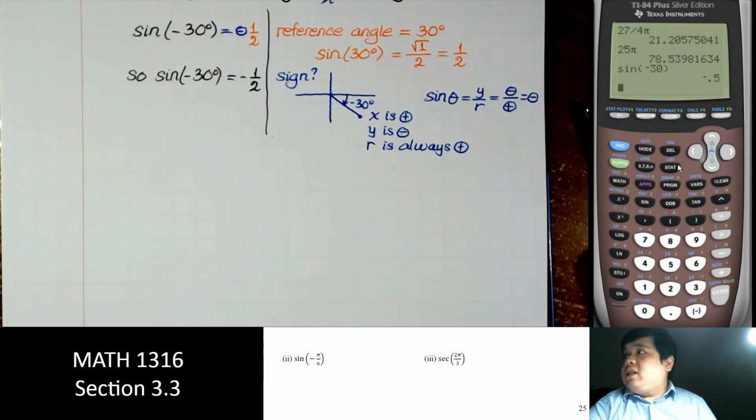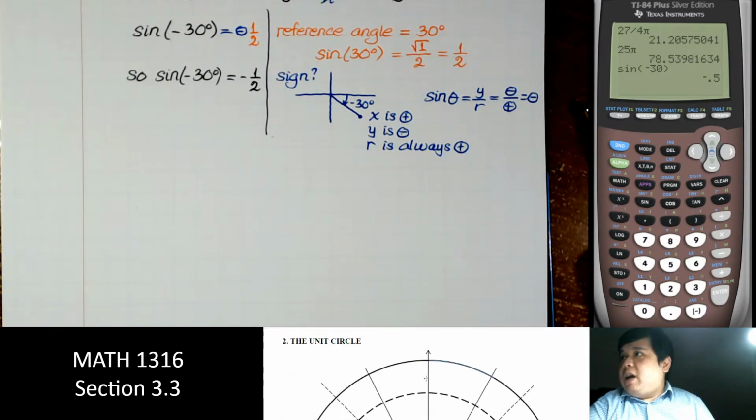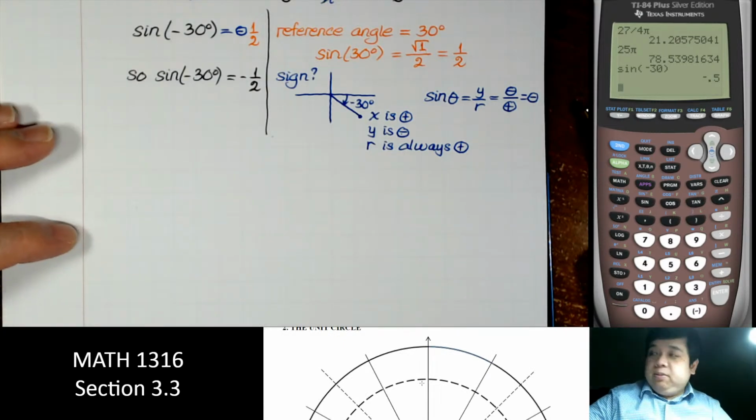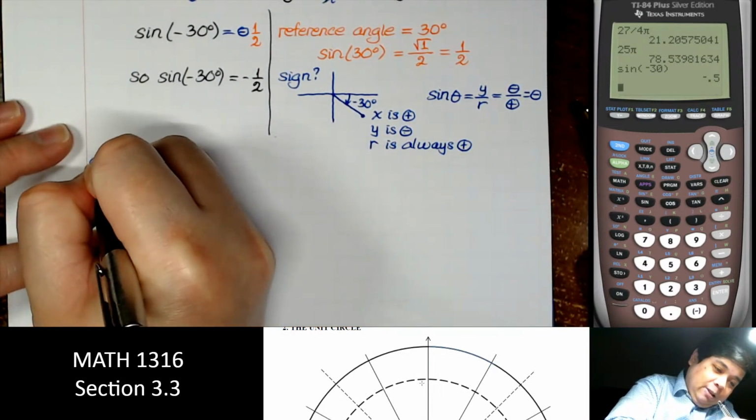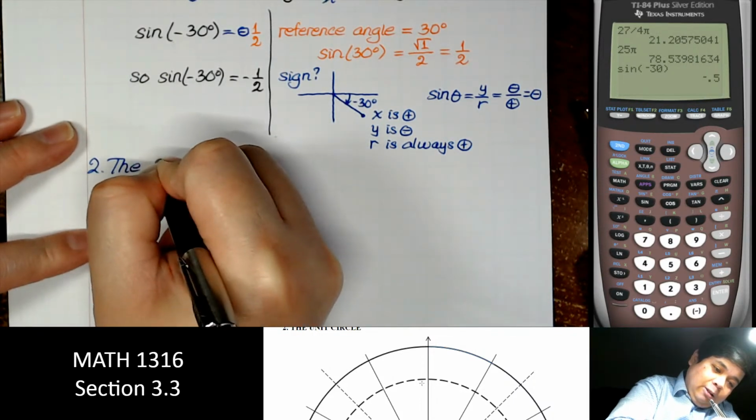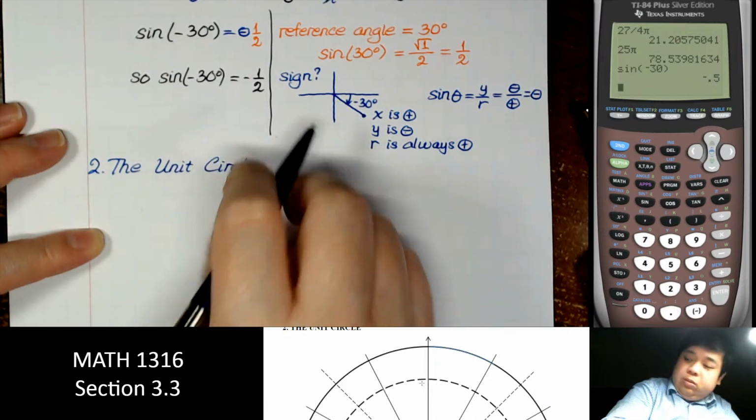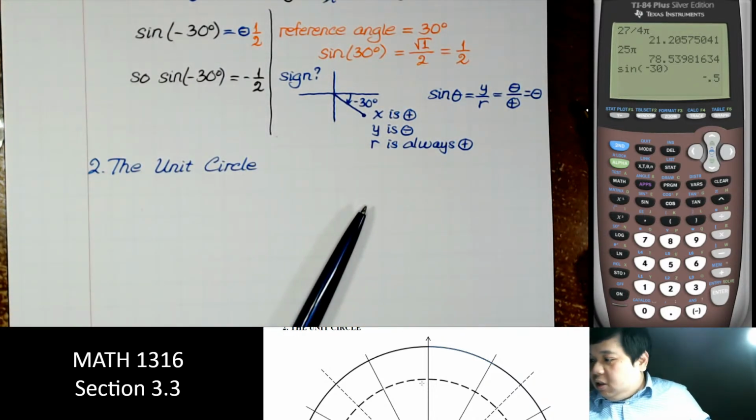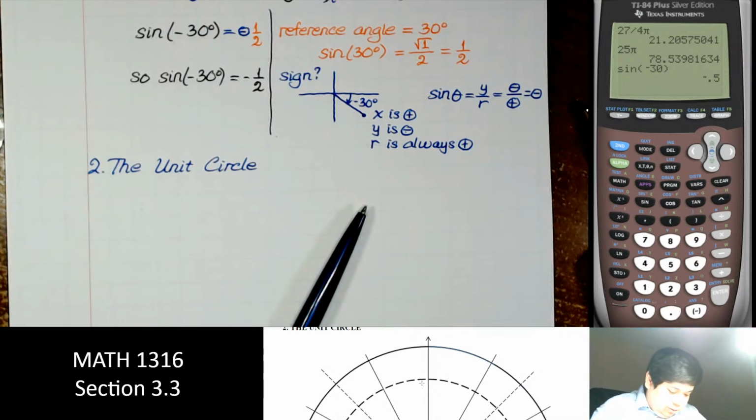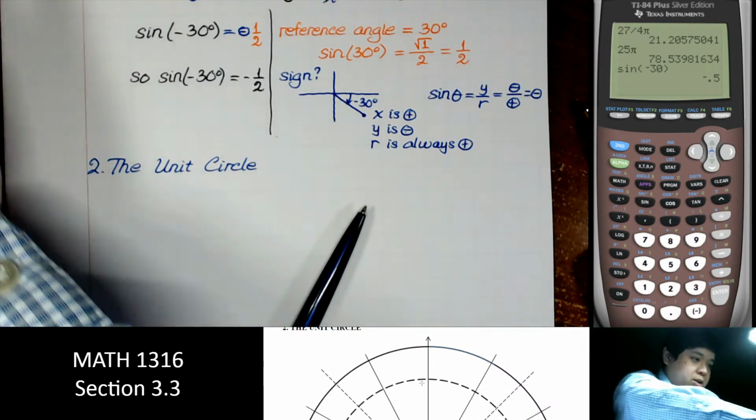Right. Next, skip that example. We go to the unit circle. See if I have a compass. I don't know where I put the compass away, but that's alright.